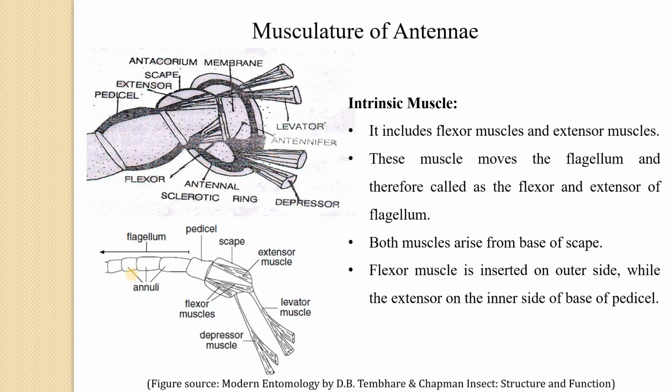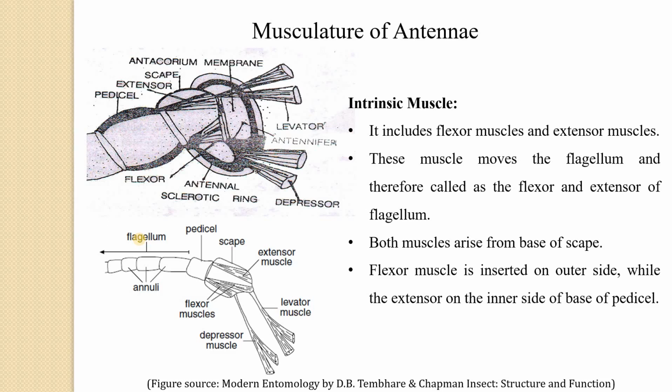Now each segment bears muscles which arise from the base of one segment and terminate in the other. This is the condition generally found in the remaining insects, such as Protura and Collembola. These are the insects where the flagellar segments also contain muscles. From this we can say that in higher insects the muscles of the flagellum are absent, while in lower insects, except Thysanura, the muscles of the flagellum are present and they arise from the base of one segment and terminate in the other.